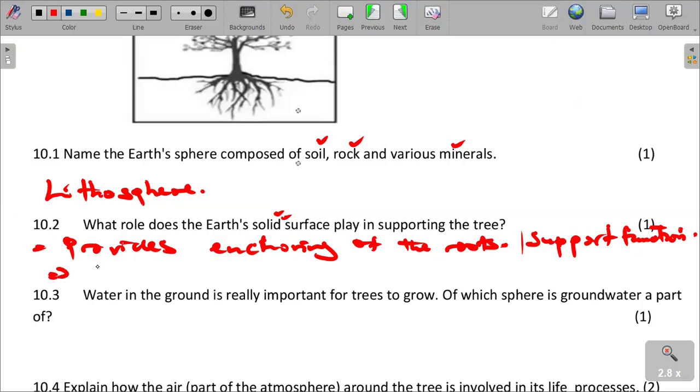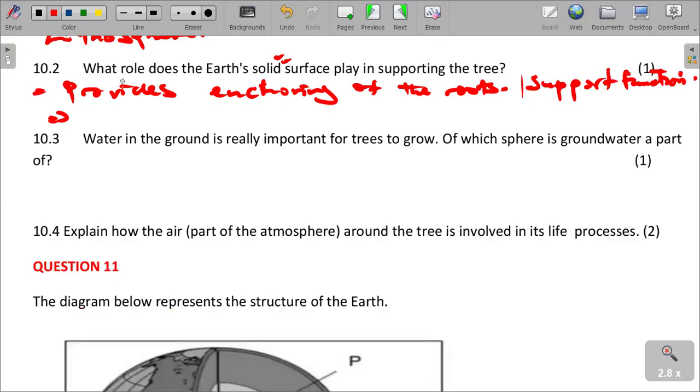The earth's solid surface provides the anchoring. It can also keep the tree straight, and maybe also provide water from underground. That is also another function that we can give.